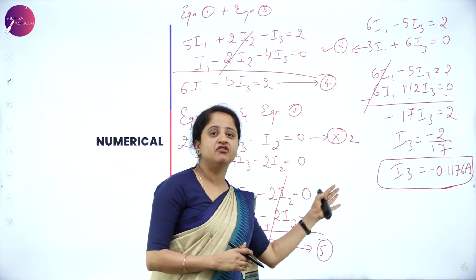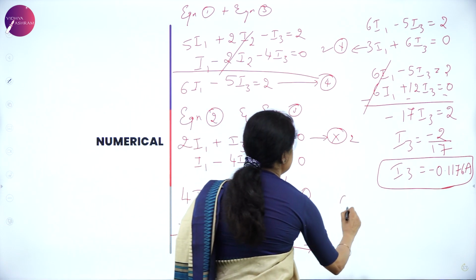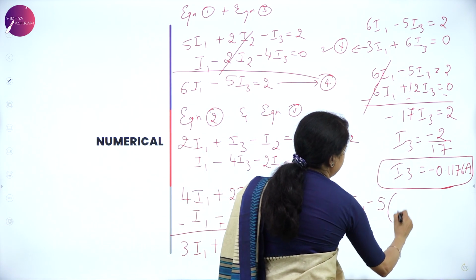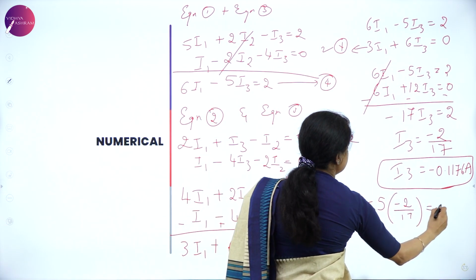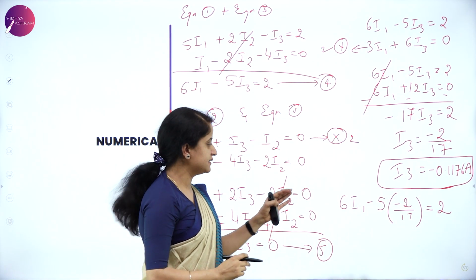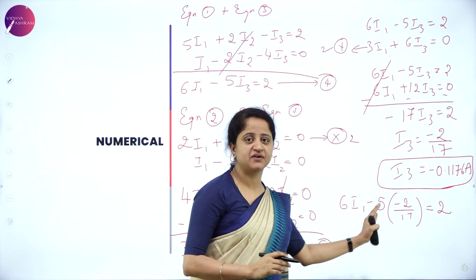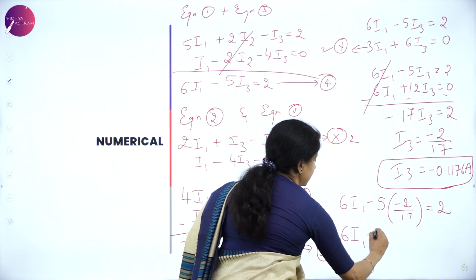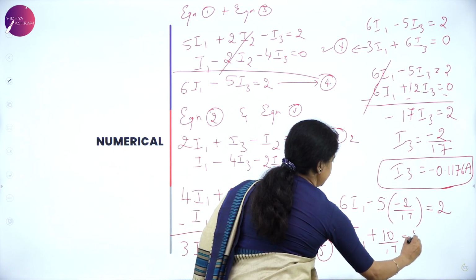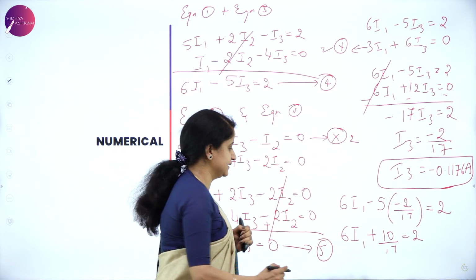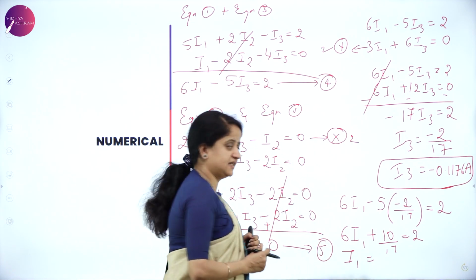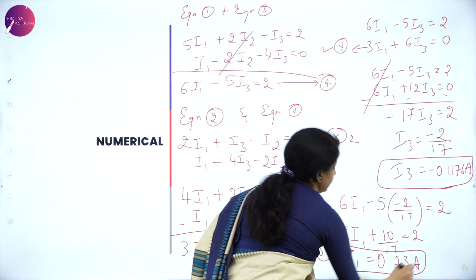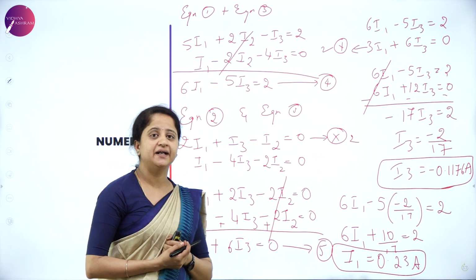Now let us substitute the value of I3 in equation 4 and we get 6I1 minus 5 times, in the place of I3 we substitute minus 2 divided by 17, which is equal to 2. Let us simplify this by multiplying minus 5 with the term in the bracket. So what do we get? 6I1, minus into minus becomes plus 10 by 17, which is equal to 2. Simplifying this, we get the value of I1 which is equal to 0.23 amperes. Now we got the value of I3 and I1.